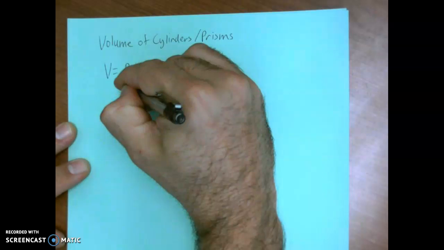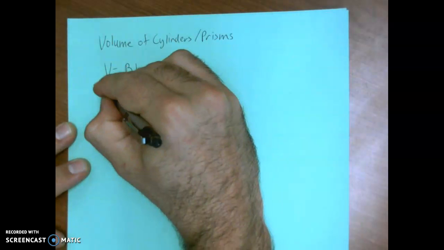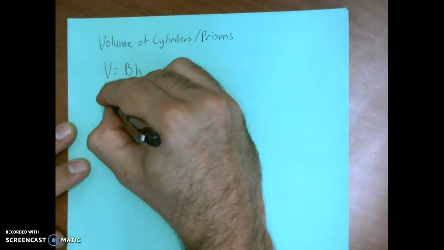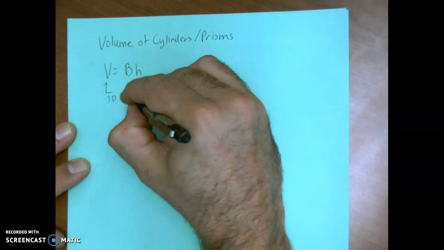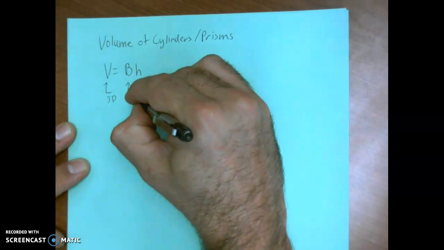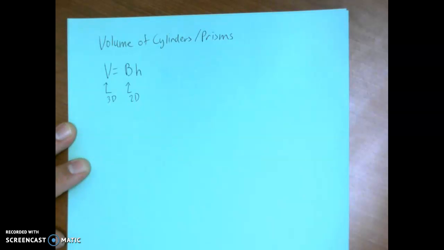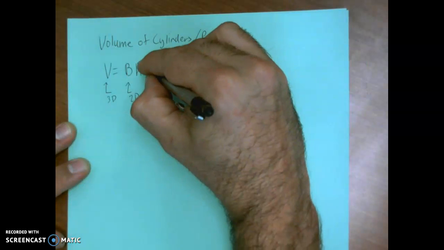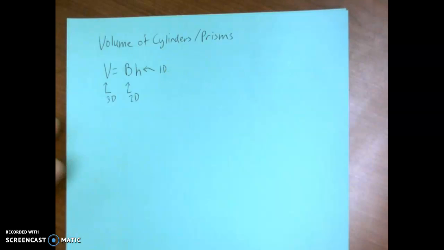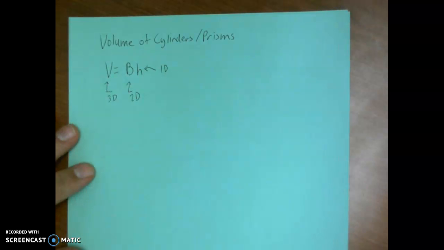We use capital letters, and in this case, V is a volume, which is 3D, and B is an area, which is 2D. Thus, it uses capital letters. H over here is one-dimensional, and we typically think of that as lowercase.